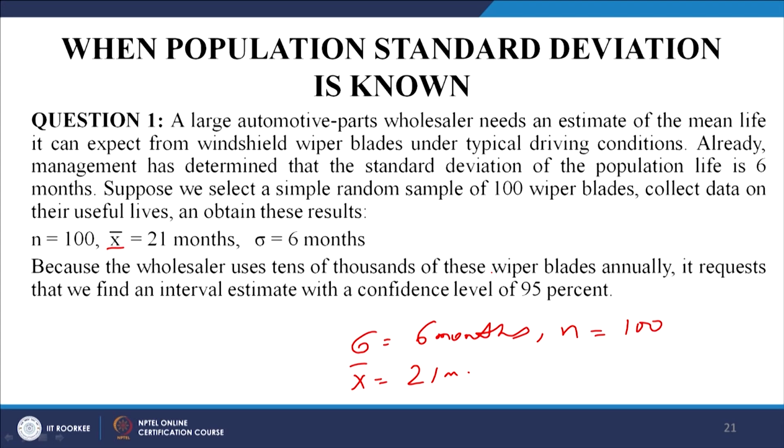So he wants to know what is the life of this wiper blade at a 95% confidence level, so that it can decide in the future whether to get it from the same supplier or not, because it is using it in large bulk. So in this condition, what will you do? How will you find out this interval? Let us see the solution.